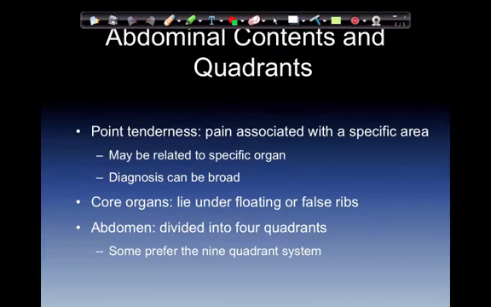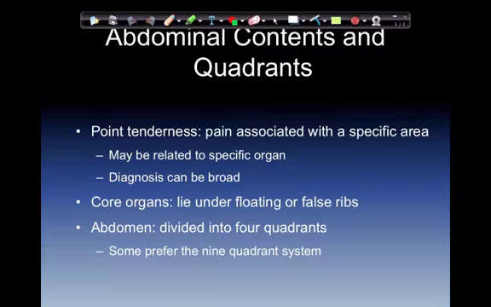Abdominal contents and quadrants. Point tenderness is pain associated with a specific area. It may be related to a specific organ. Diagnosis on this can be very broad if we're having point tenderness in one area. Core organs lie underneath floating or false ribs under the protection of bony ribs, and they actually lie within either the abdominal cavity or within the retroperitoneal cavity. The abdomen is divided into 4 quadrants, even though some prefer the 9-quadrant system, and they prefer it because it's more precise and tends to focus on specific organs.